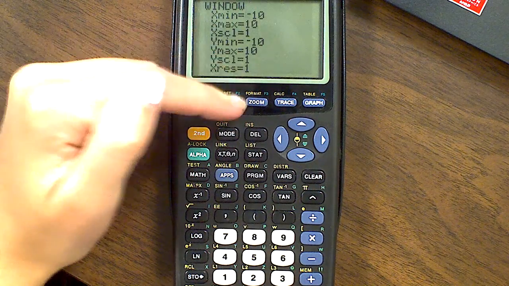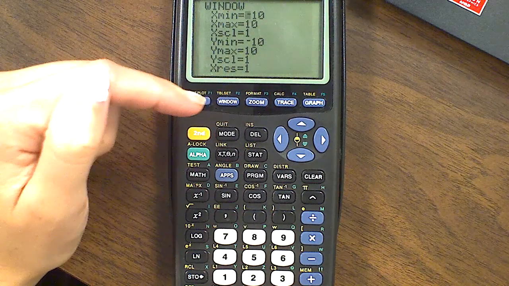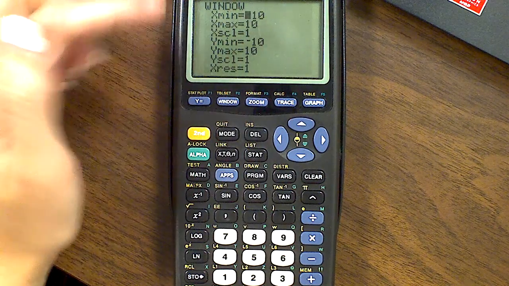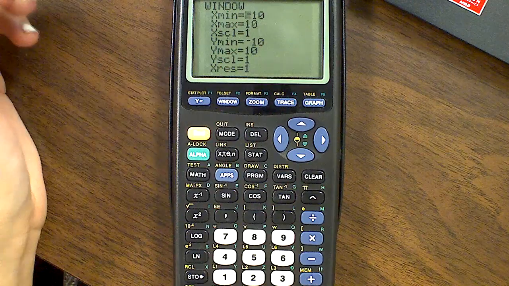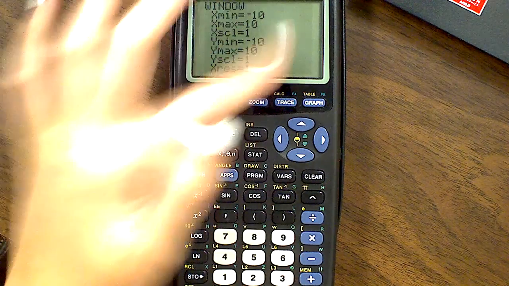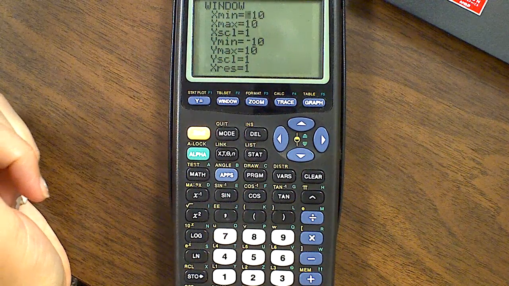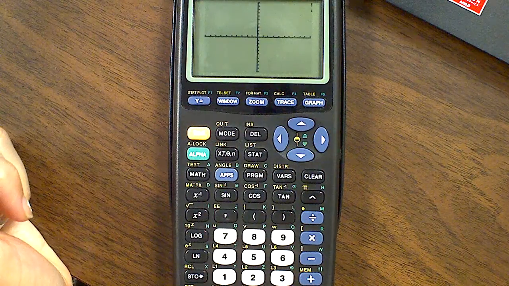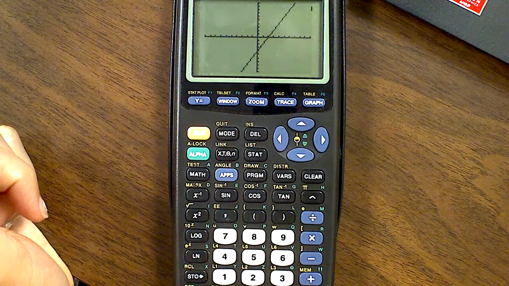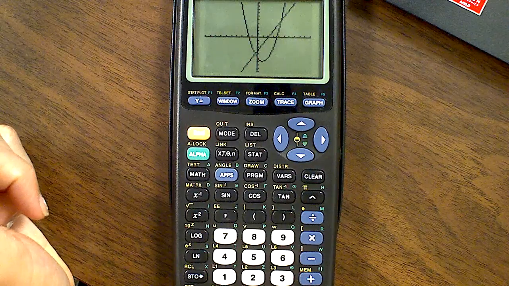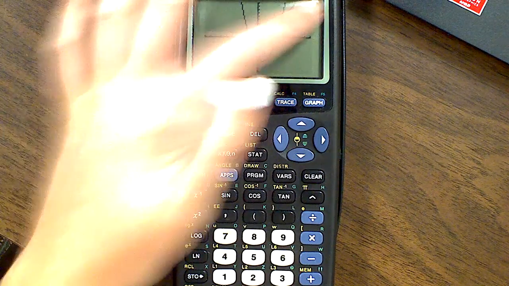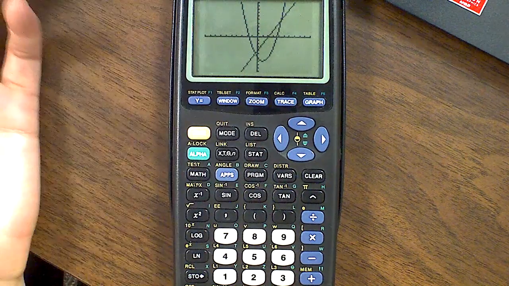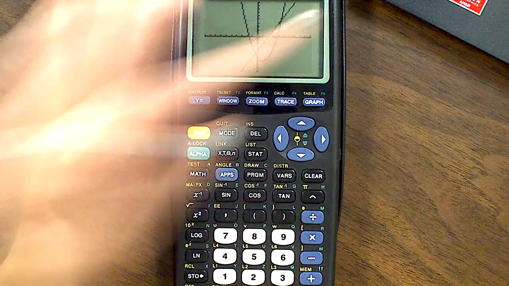My window is going to be our standard window, -10 to 10 for both. I already graphed this and checked it, so the window isn't the focus of today's tutorial, so just make sure it's set to this. And then let's graph it and double check that everything looks good. So there's our first graph and there's our second graph. So we now have a line and a parabola graphed in the same coordinate plane.